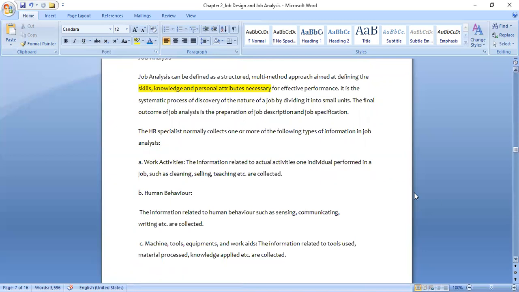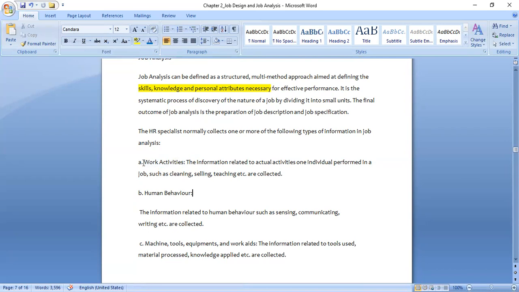All right. So while carrying out job analysis, human resource specialists or practitioners collect different types of information. Basically, they collect information on work activities, what is basically done in that kind of job. For example, if it is cleaning, they specify that it is cleaning. If it is teaching, they specify that. That is what they specify in job analysis.